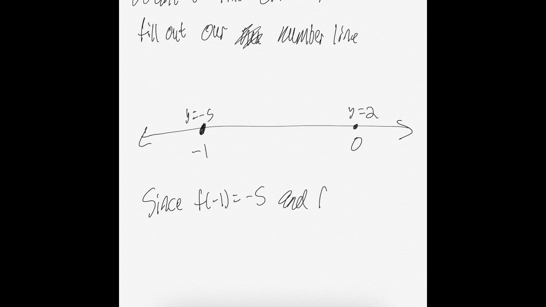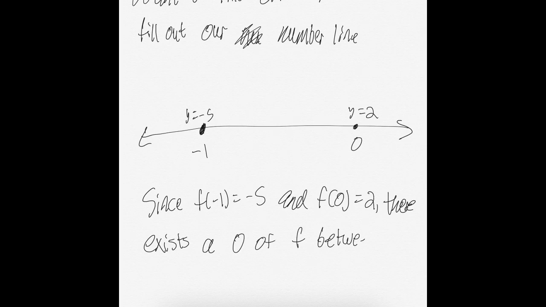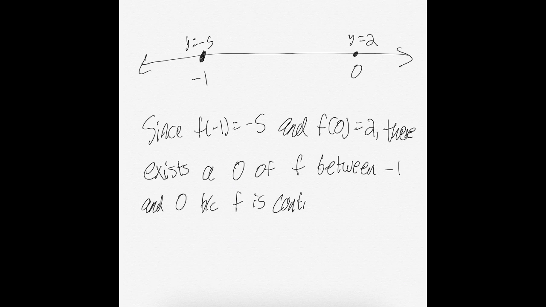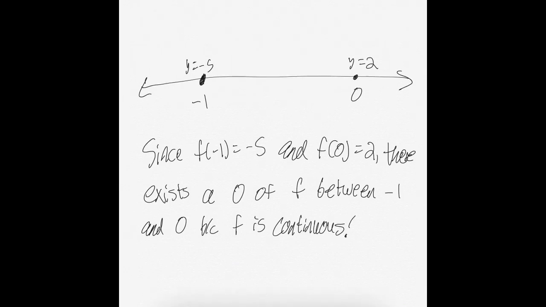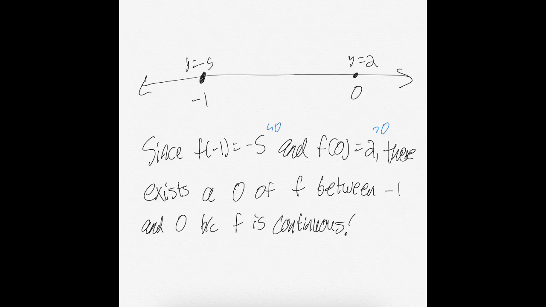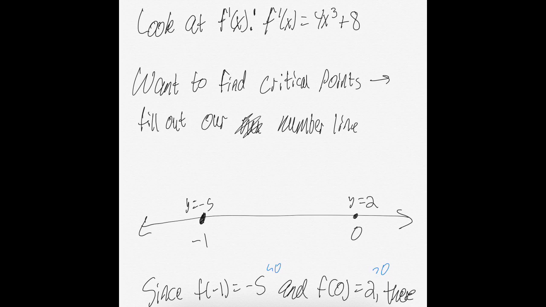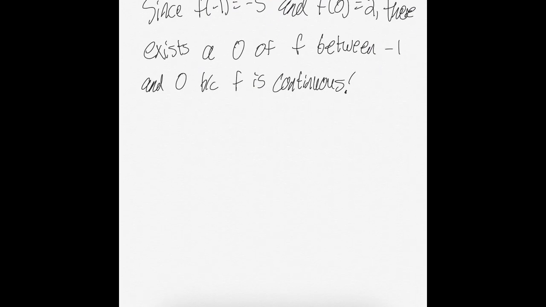So this already tells me, since f of -1 equals -5 and f of 0 equals 2, there exists a zero of f between -1 and 0, because f is continuous. It's a polynomial. In particular, what I'm interested in is -5 is smaller than 0 and 2 is greater than 0. So that means that it's crossing the x-axis at some point between those two. So there certainly exists a zero. But what we need to do is show that there are not multiple zeros.